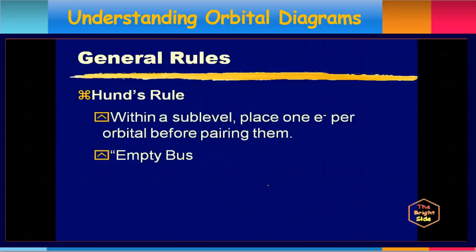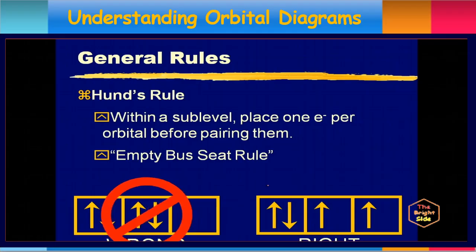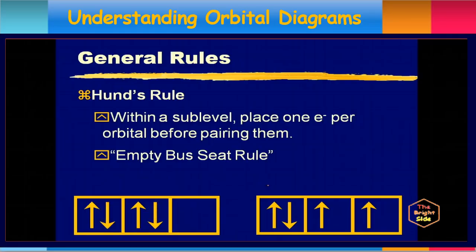All right, and we also have to contend with what's called the empty bus seat rule or Hund's rule. So basically, that says that when you have multiple sublevels per energy level, like in the P, Ds, and Fs, each individual orbital, each box, will get 1 electron before anybody gets a pair.